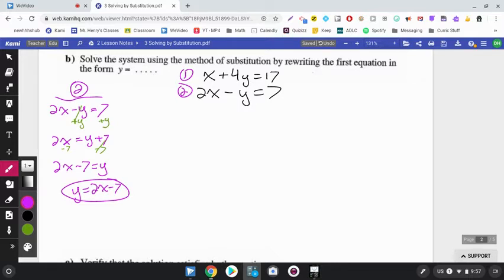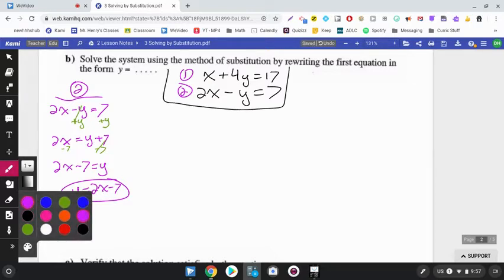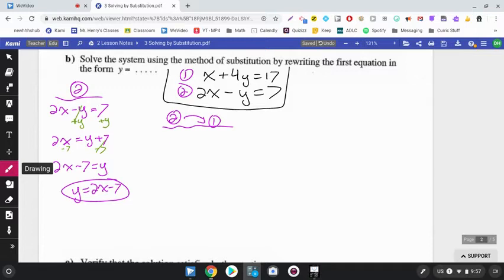I need to take that and substitute it into the other one. So what I'm actually doing is 2 substitutes into 1. Okay, last time we did 1 into 2. Here we're doing 2 into 1. It's whatever I just rearranged back into the other one. So equation 1 is x plus 4y equals 17. And what I've rearranged is y. I can replace the y with 2x minus 7. I am substituting it in. All right. x plus 4 times 2x minus 7, that's my substitution, equals 17.